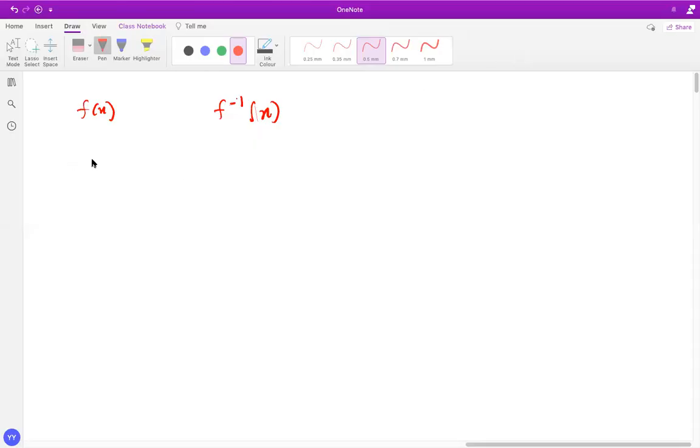Now, the algorithm: suppose there's a function, let's say 2x plus 3, and I want to find the inverse of this function. The simple algorithm is that you interchange x with y, and then make y the subject of the formula.